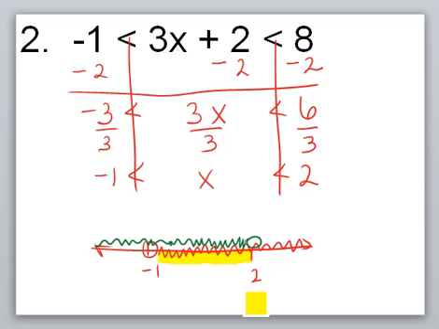Now my actual solution is where they're both shaded because that fits both cases. It's an and statement. It's greater than negative 1 and less than 2. So I'll go ahead and create my final answer graph right here. I have negative 1 and 2. I have an open dot on 2 and an open dot on negative 1. And notice where it's shaded between those two.